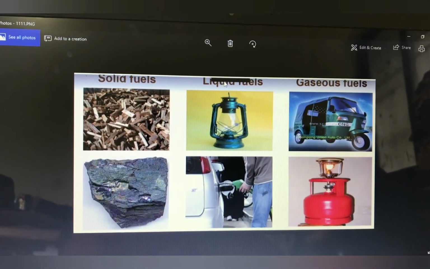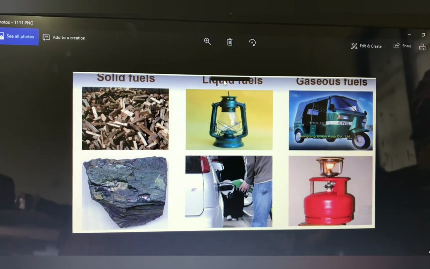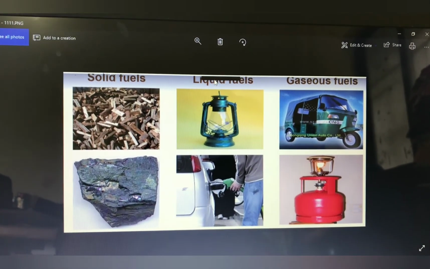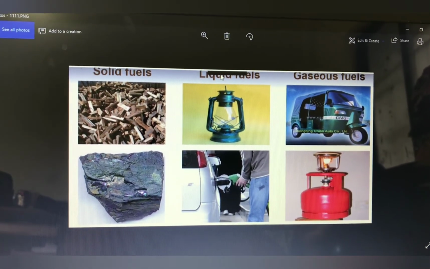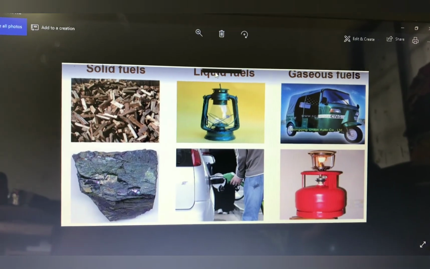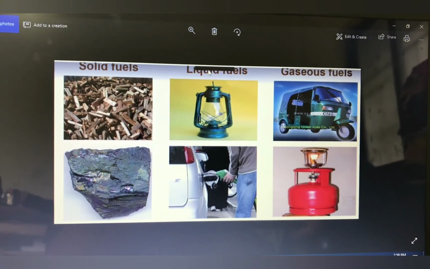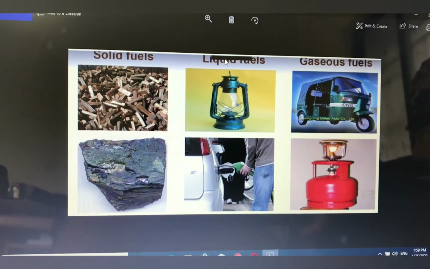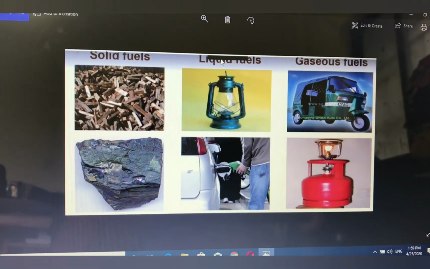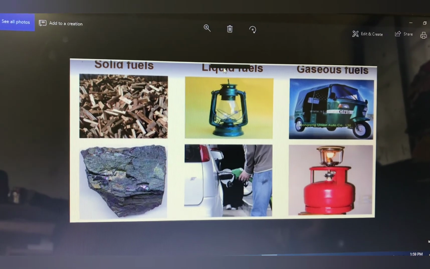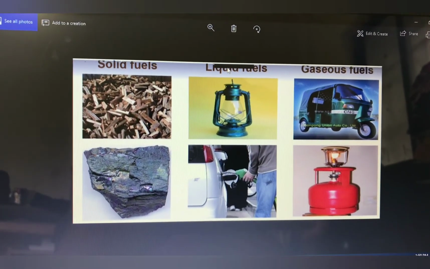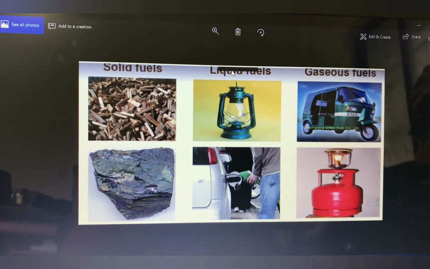This wood and this coal are the solid fuels, and the diesel, petrol, kerosene used in vehicles and in lamps are the liquid fuels, and the gaseous fuels include LPG and CNG. CNG is a clean fuel which can be used to reduce pollution in metros.